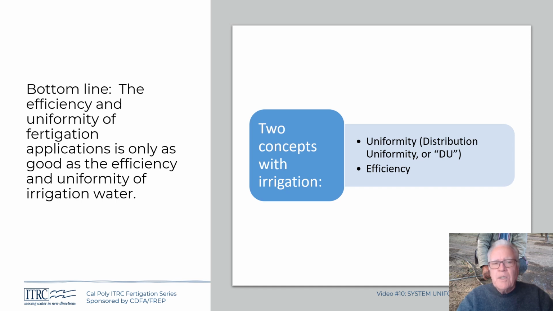And we have two concepts, and I've used the words, but you really want to pay attention to this. Two interrelated but different concepts. One is uniformity, and we usually call that distribution uniformity, or DU. And there are technical descriptions, such as whether it's a DU of the low quarter and so on, but this concept of uniformity. The second one is efficiency, and these are different, and I hear people getting mixed up with these very, very frequently.